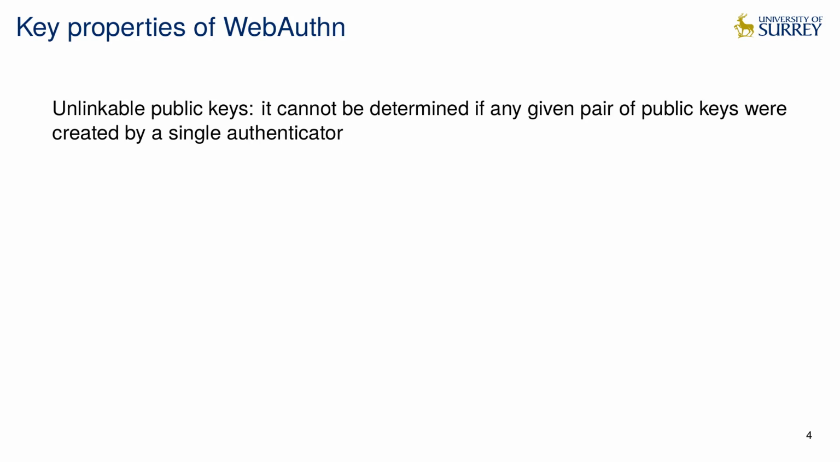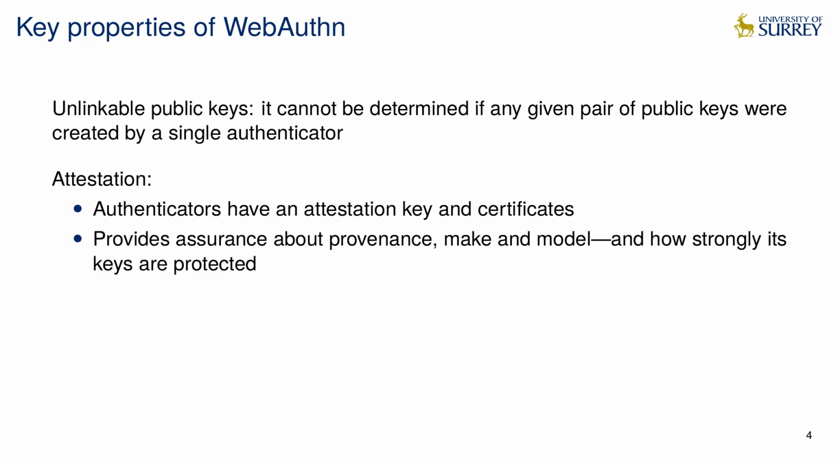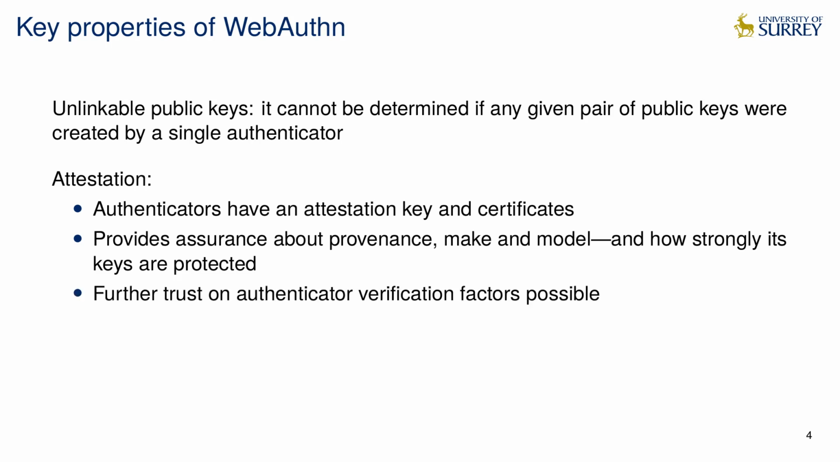Key properties of WebAuthn. Registered keys should be unlinkable. We cannot determine whether a pair of keys were generated by a single authenticator. This means that we cannot correlate users across registrations. Attestation uses attestation keys and certificates held by authenticators to provide assurance to their provenance, such as make, model, and key security. This allows RPs to place further trust on verification factors provided by these authenticators.